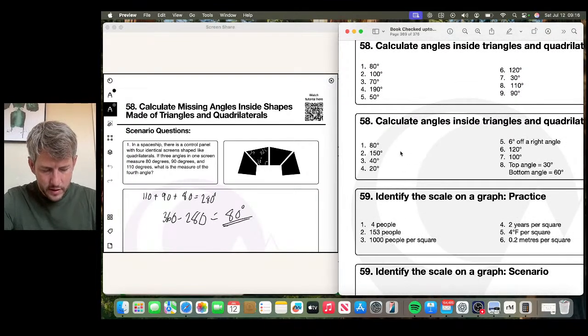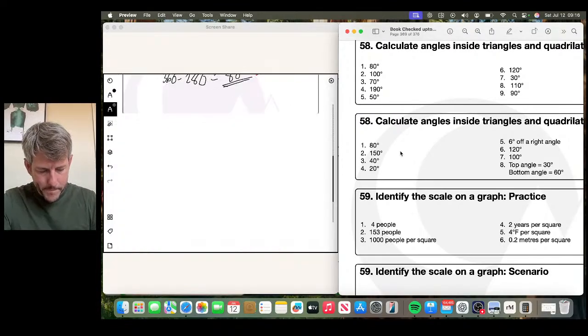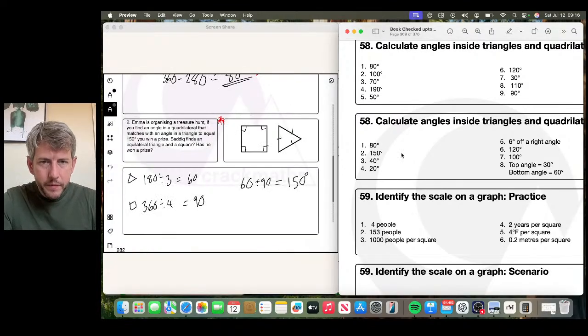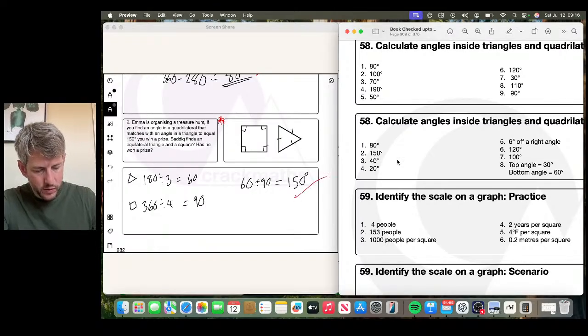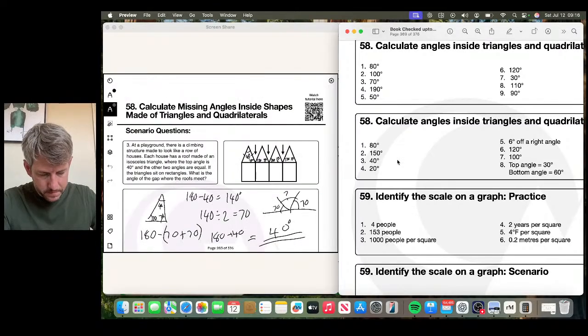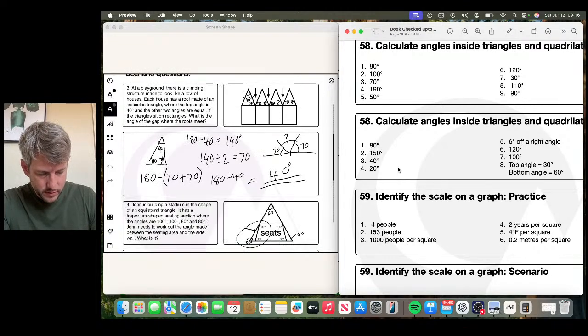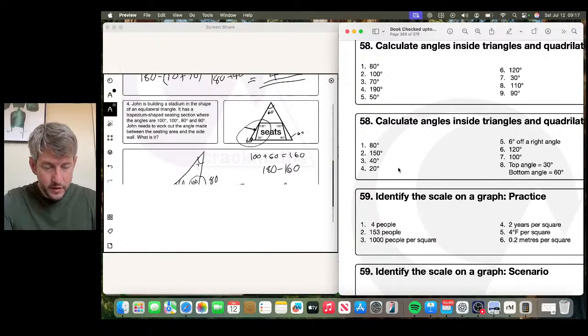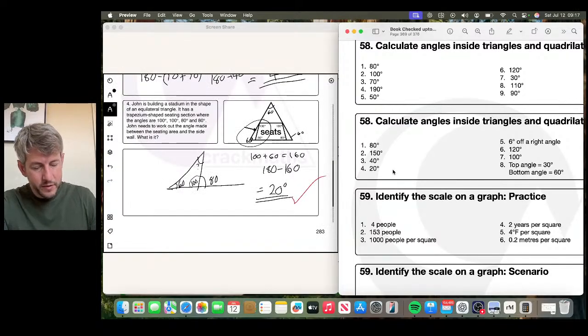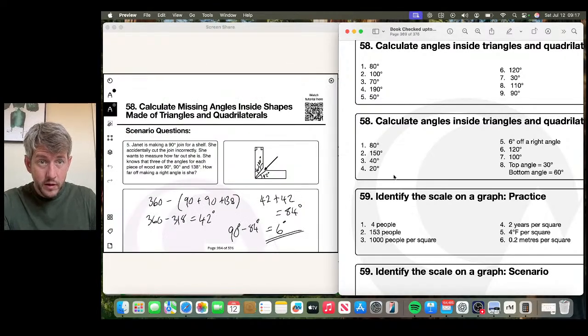Okay, 80 degrees, excellent. 150 degrees, wonderful. 40 degrees, yeah. 20 degrees, yeah. 6 degrees, yeah.